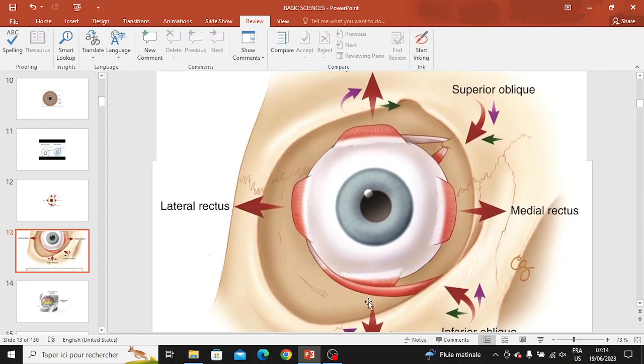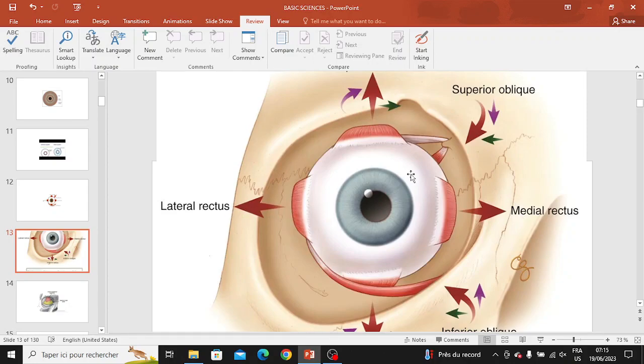So, in this diagram, you may see some other arrows. It means that the major arrow denotes the primary function of the eyeball. The second biggest arrow denotes secondary function, and the smallest arrow denotes tertiary function of the muscle. Those which don't have extra arrows have only one primary function.